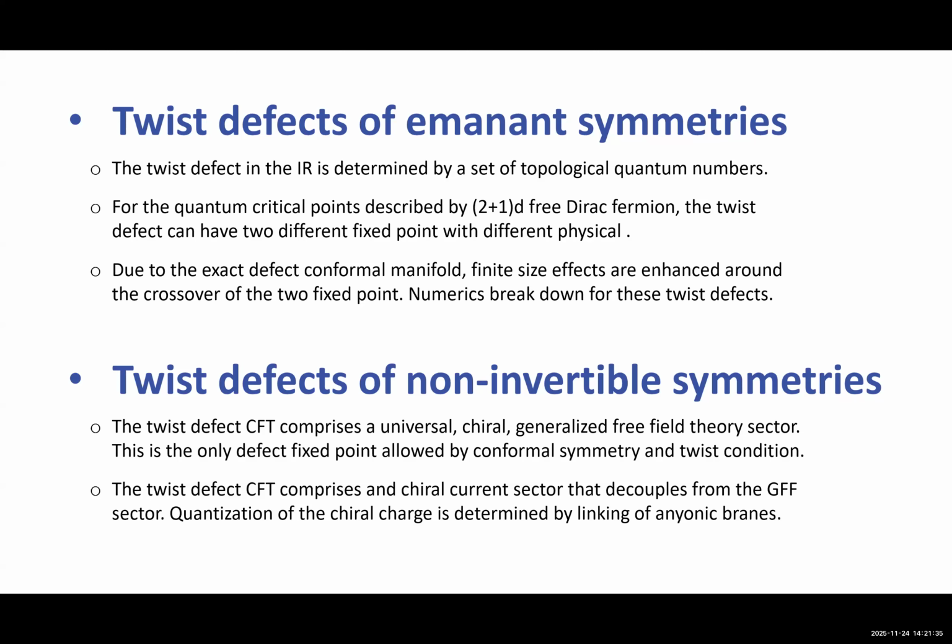Now, in the second part, I talked about the twist defect in a gauge theory, in the simplest possible gauge theory, that is the U(1) Maxwell theory. And the take-home message is that the twist defect contains a universal, chiral, generalized free theory sector as a consequence of the conformal symmetry and the non-trivial symmetry transformation induced by the symmetry defect attached to it. And that is a unique answer we can ever get. And this sector is going to decouple from whatever local degrees of freedom live on the 2D twist defect.